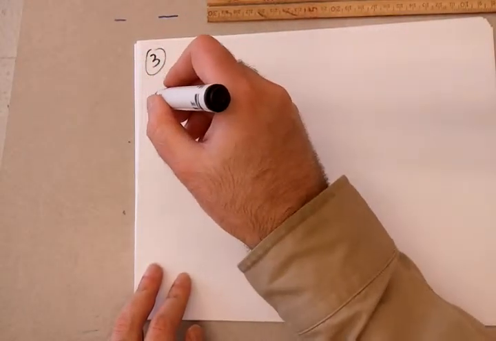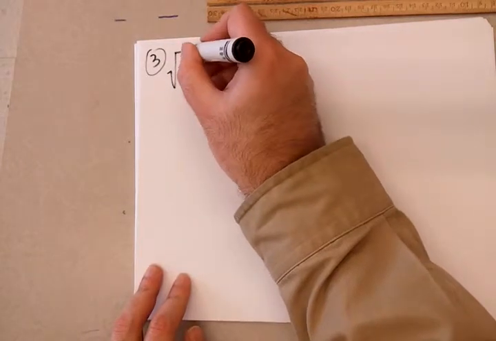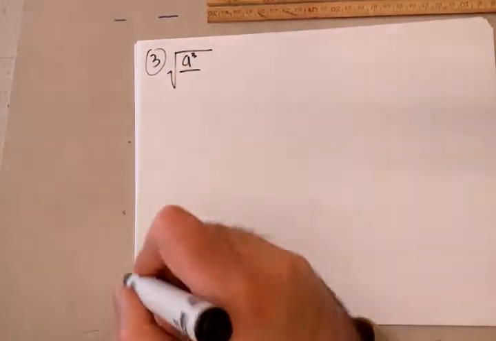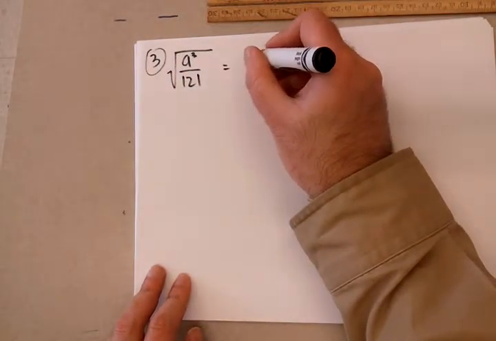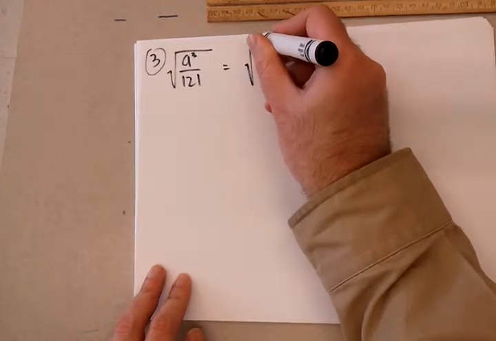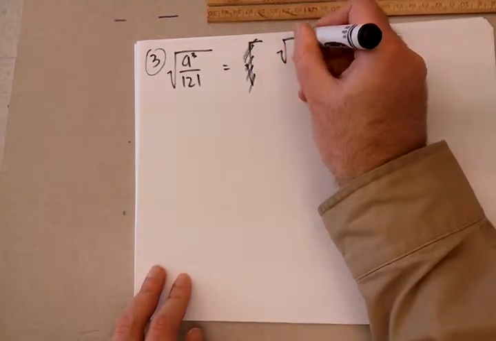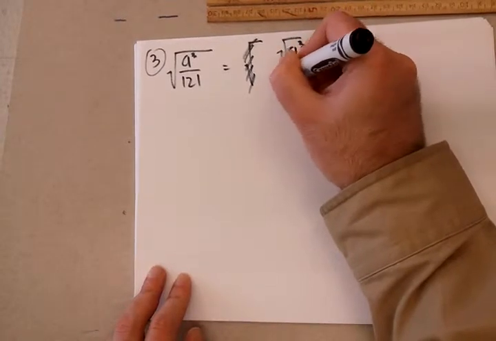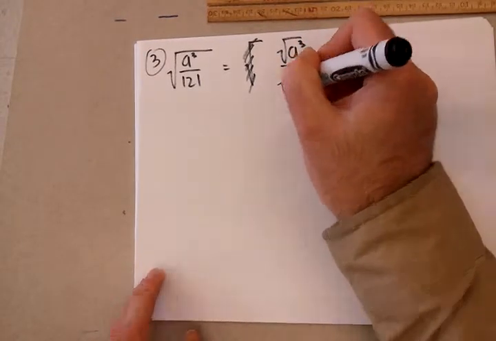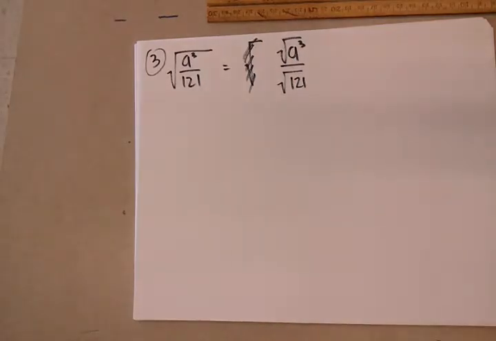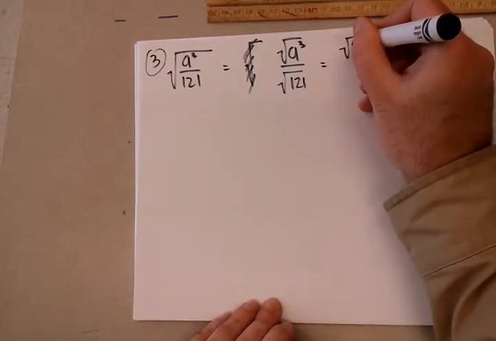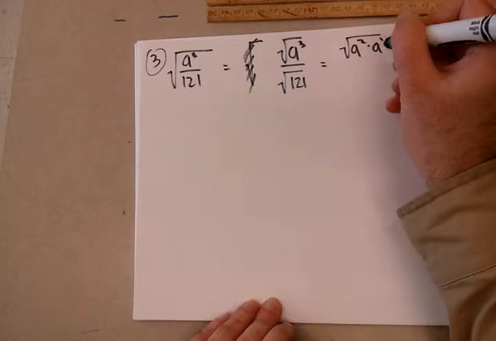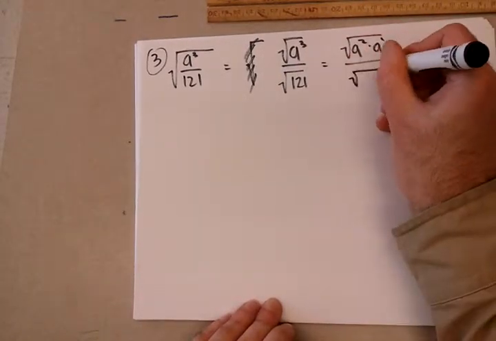Let's do number 3 next. I'll go a little bit faster so that I can make this under 15 minutes. So if you have a fraction underneath the root, you're going to break it up into 2 separate radicals, because you can't have fractions underneath the square root or any root. On the top, you have a squared times a to the first. On the bottom, it's a perfect square. It's 11 squared.